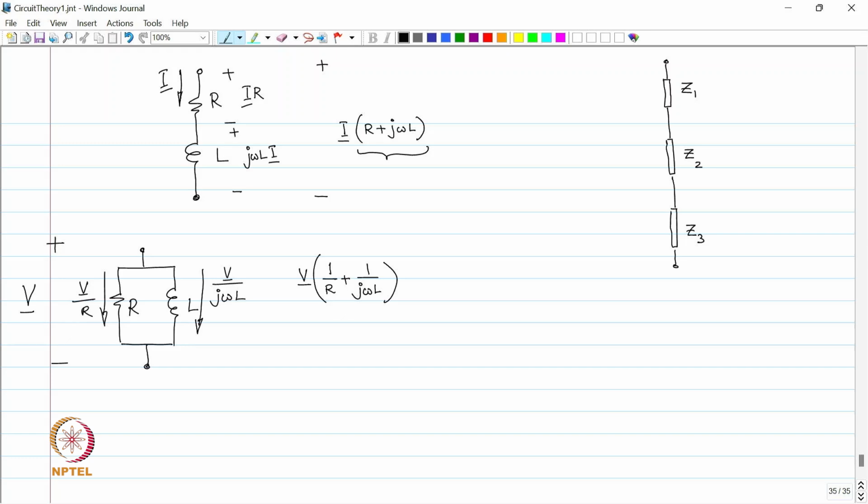Fine. Okay. So, the net impedance is 1 by R plus 1 by j omega L, just like you have put the two impedances in parallel. This is the same result, right.